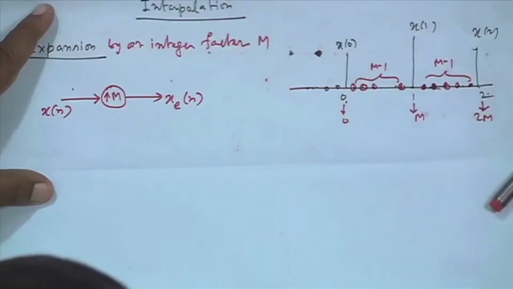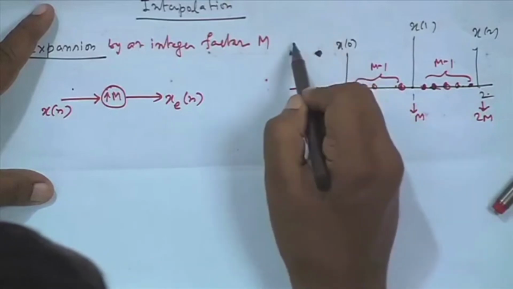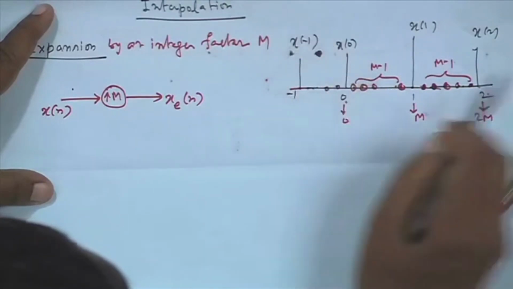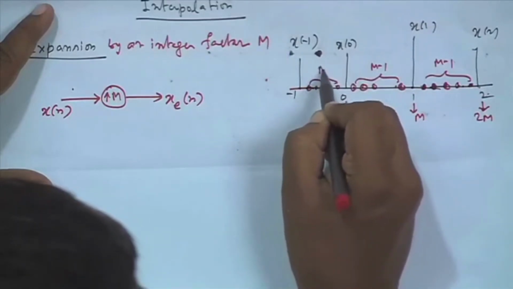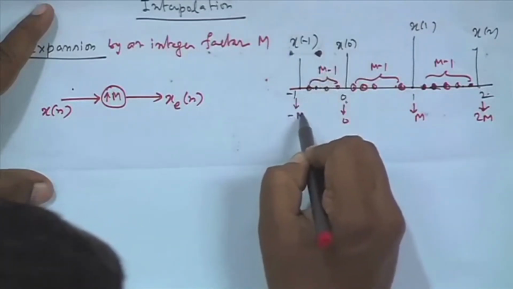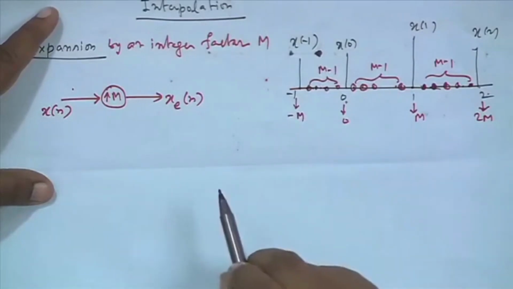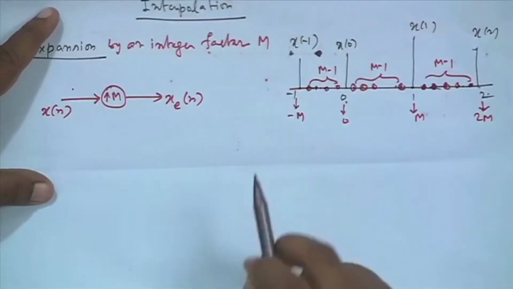On this side also, earlier if I had a sample at minus 1, I bring in m minus 1 zeros. So, this will become the minus mth point. Then this sequence will be called the expanded sequence, the expanded version of x[n].